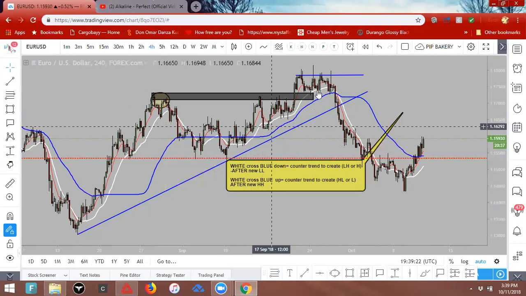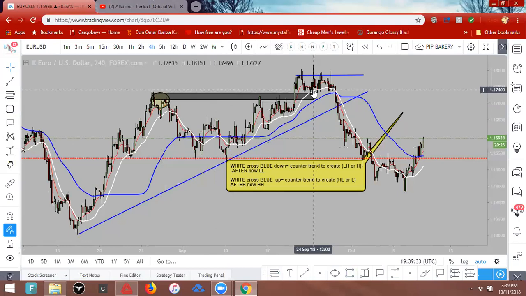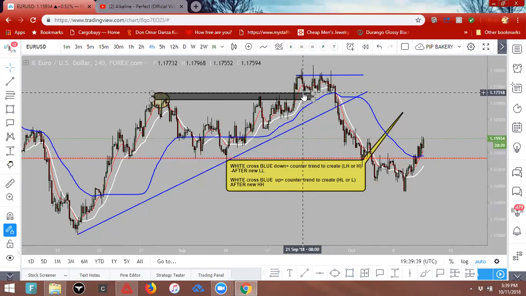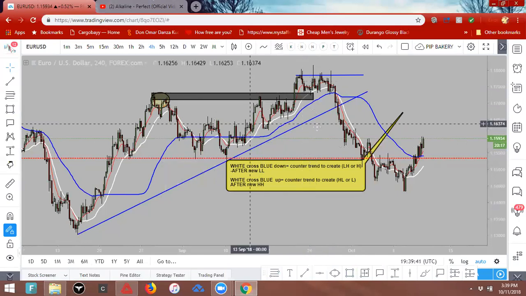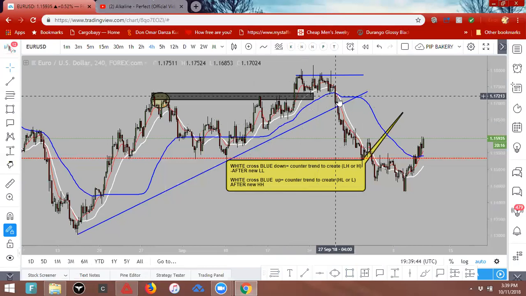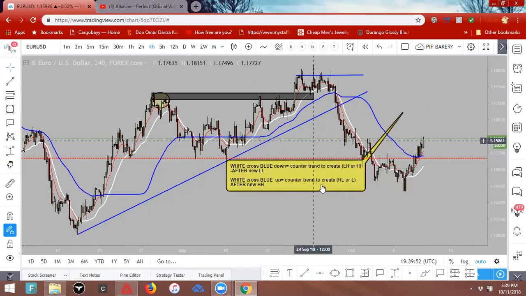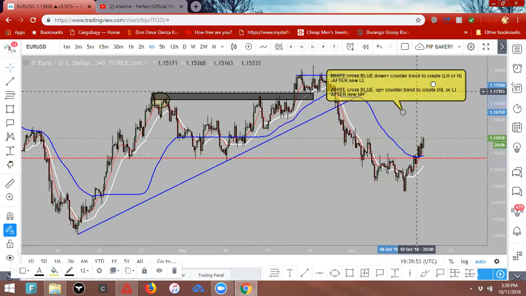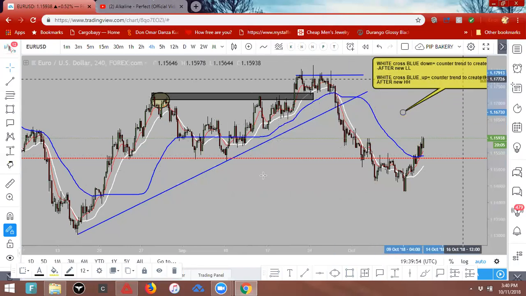So price goes up, creating a new higher high. After you get a new higher high, what's next? A higher low, right? All right, bet. So in this case, the white cross blew down, counter trend, to create a lower high after a new lower low is made, right?